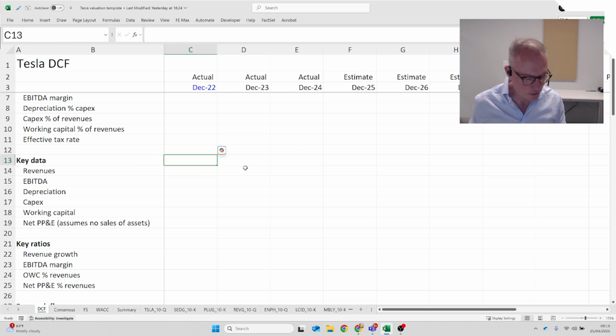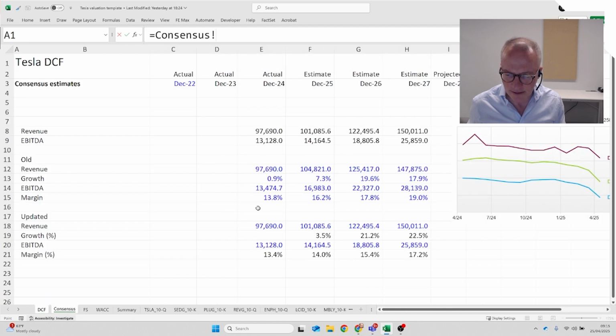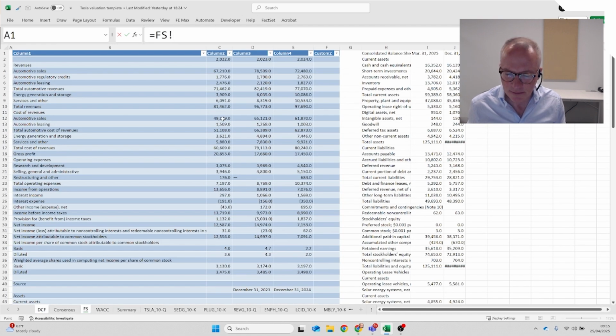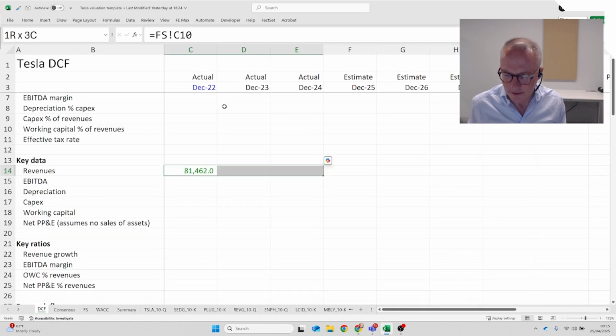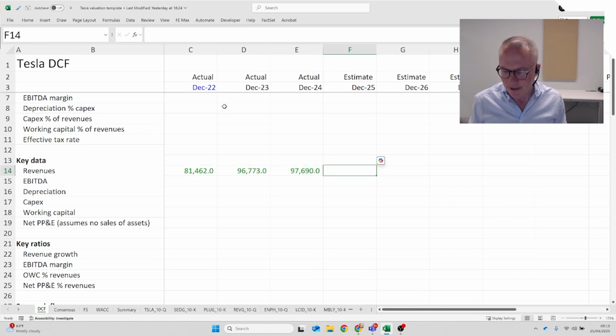I'm going to start with 2022 here for the revenue line. Actually, I'm going to get it from the financial statements first for the 22, so I'll make sure I get the total revenue line. There we go, so that's 81. So that's the first 3 years of revenue there.